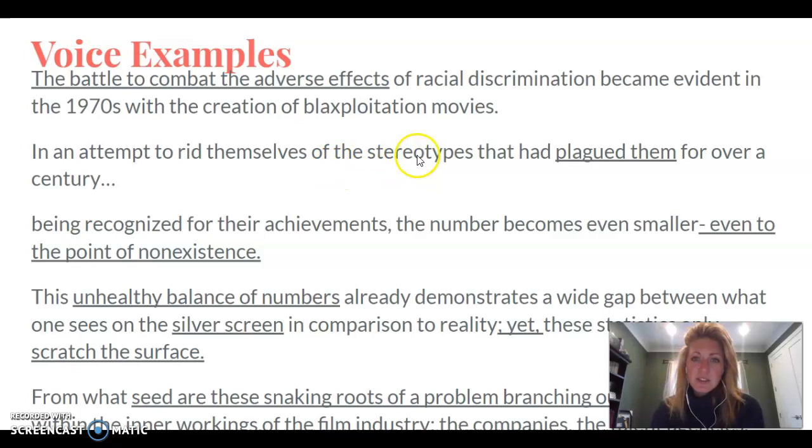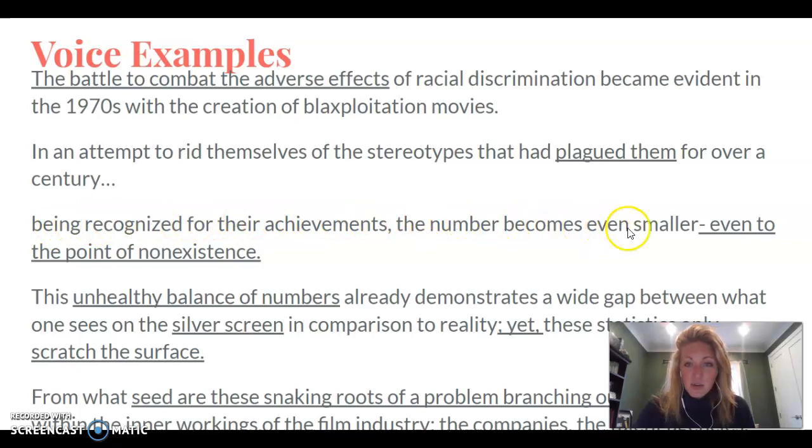"An attempt to rid themselves of the stereotypes that had plagued them for over a century." It's not like it's just something that occurred to them or happened to them. It plagued them. That shows that they're being attacked, that they are the victims of it. Again, that's adding more voice. So it's just simple word choice and diction that makes it more exciting.